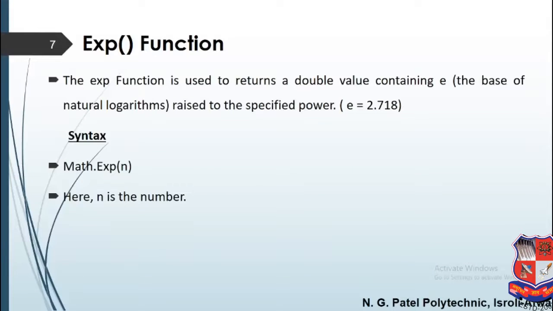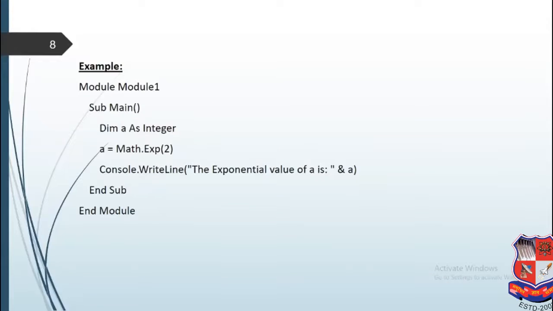Next is the EXP function. The EXP function is used to return a double value containing e, the base of the natural logarithm, raised to a specified power. Here the value of e is fixed in mathematics, which is 2.718. The syntax of the EXP function is Math.Exp(n), where n is any number.